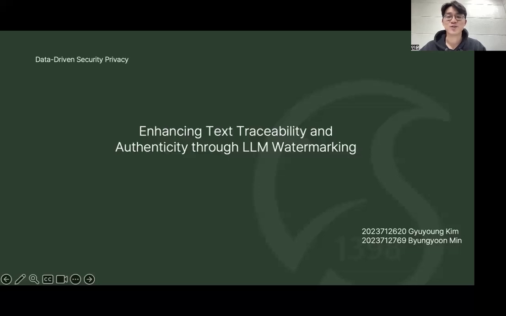My name is Kyung Kim, and today I will present our research on embedding and detecting watermarks in LLM-generated text. This study addresses one of the pressing challenges posed by the rapid advancements in large language models, and we will present our motivation, methodology, results, and contributions.